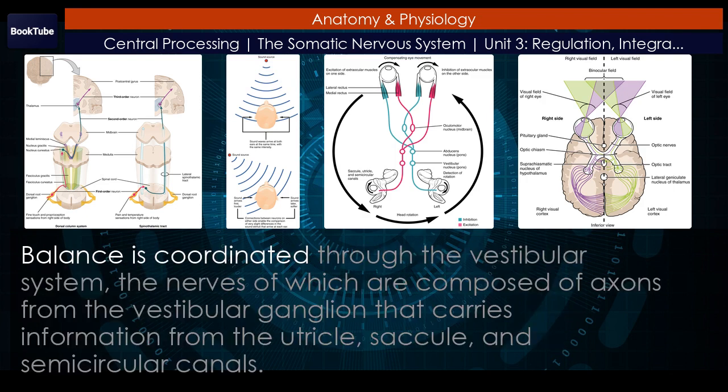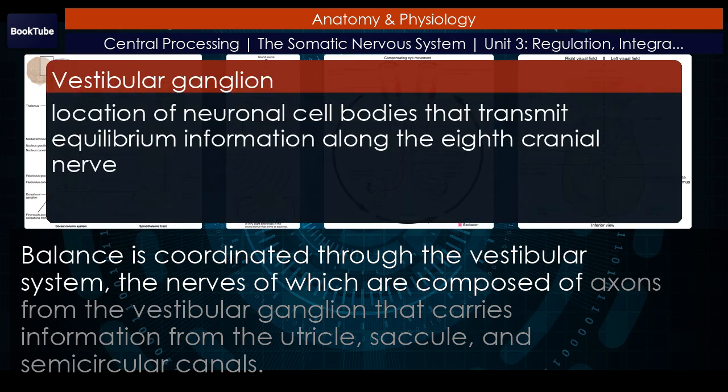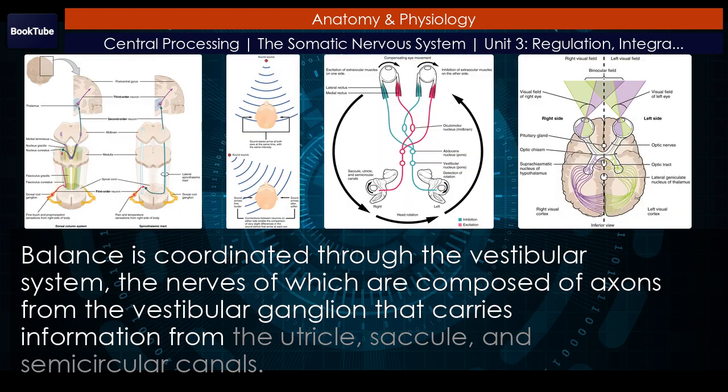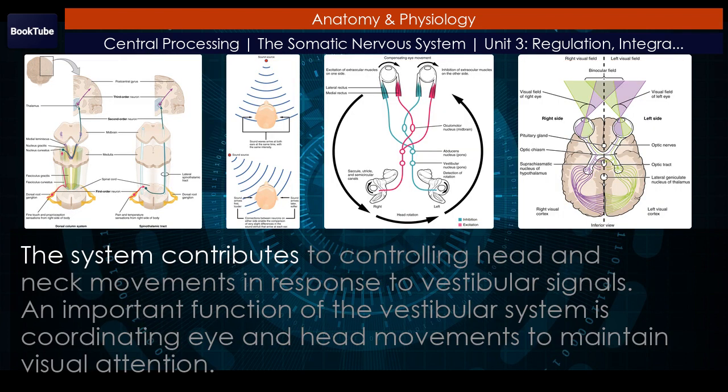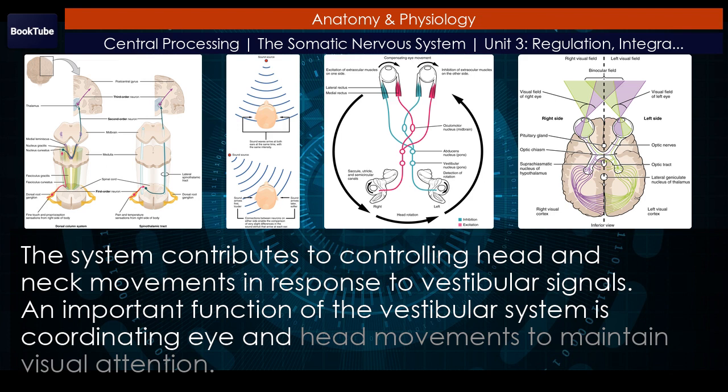Balance is coordinated through the vestibular system, the nerves of which are composed of axons from the vestibular ganglion that carries information from the utricle, saccule, and semicircular canals. The system contributes to controlling head and neck movements in response to vestibular signals. An important function of the vestibular system is coordinating eye and head movements to maintain visual attention.